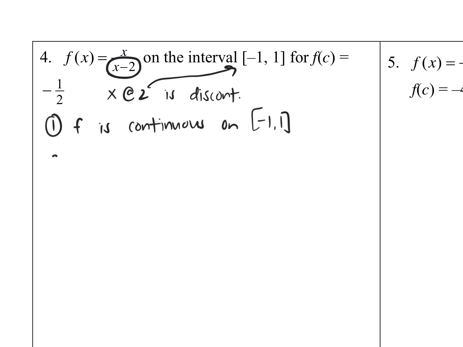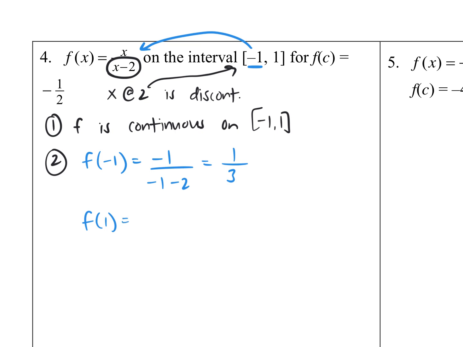Okay, second condition that I need to look at is, what are my functions equal at -1 and 1? So what does f of -1 equal? So I'm plugging in -1 into my function. So I get -1 over -1 minus 2. Okay, if I simplify that, -1 over -3, which equals just 1 over 3. Okay, just plugging in these values. I also need to check 1, f of 1. If I plug in 1, I get 1 over 1 minus 2, which would equal just -1.